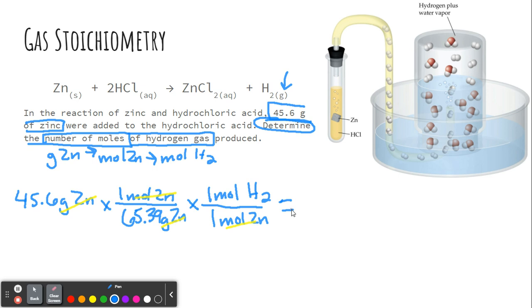So I would take my 45.6 divided by 65.39, and I have, including my sig figs, 0.697 moles of H2. Now, so far, with the way the problem is worded, I haven't had to do anything fancy yet. This is what we've always done before. But the next step we're going to look at is, okay, now that I know how many moles I have, how could that relate to calculating one of the other gas variables?